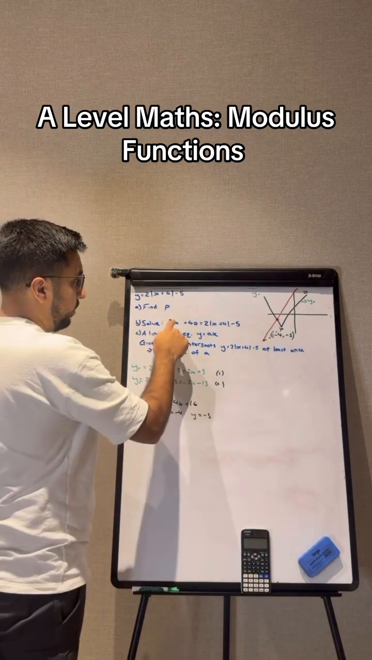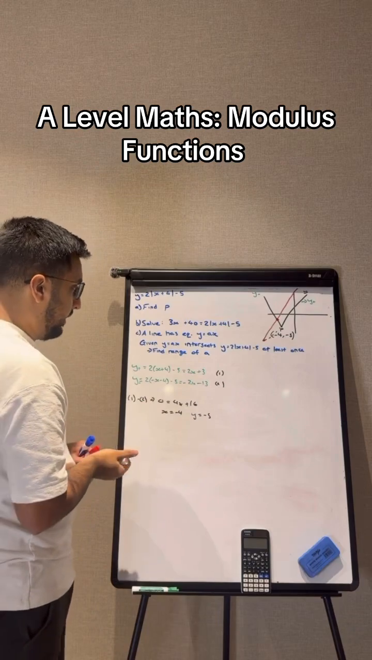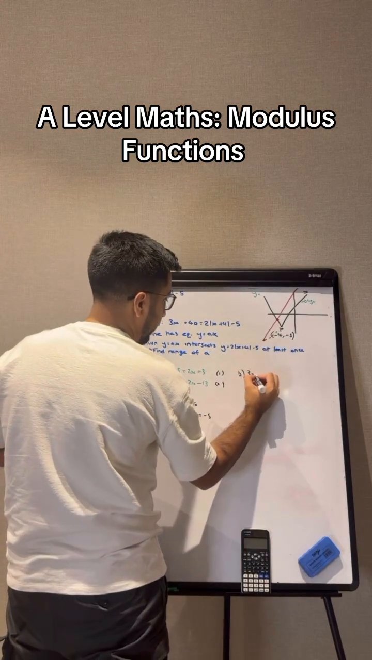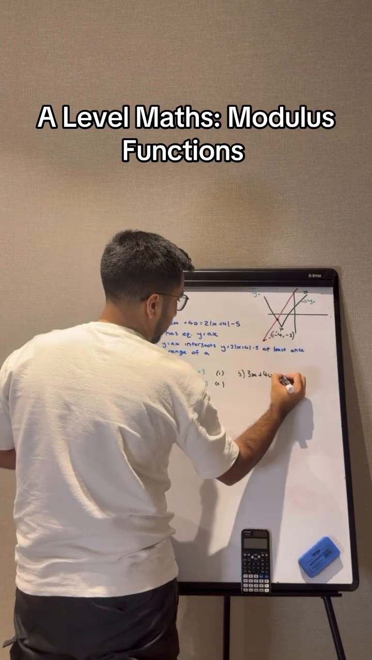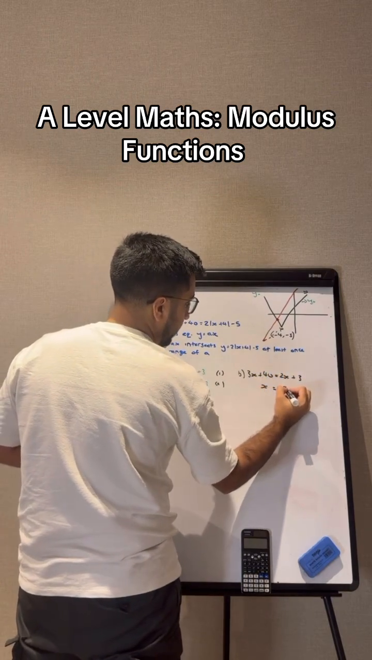So we need to solve 3x plus 40 is equal to this and is equal to this. So let's do that. So part B, we're going to say 3x plus 40 needs to equal 2x plus 3. Therefore, x is equal to minus 37.